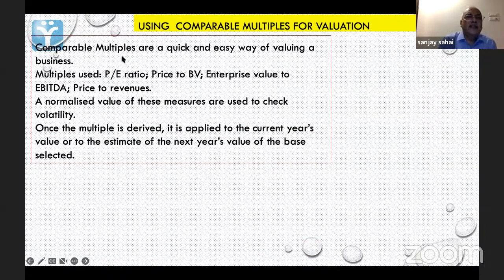So let's look at this. This is an easy way, comparable multiples. It is a quick and easy way of valuing a business. So I can look at the price earnings ratio. I can look at price to book value.